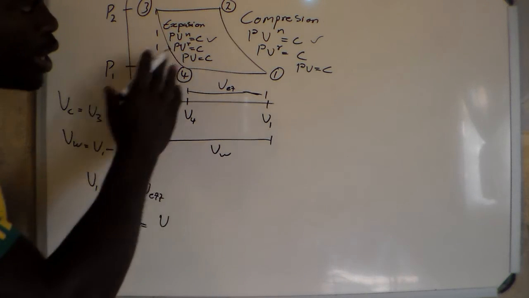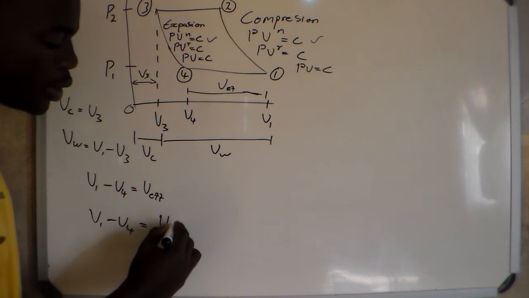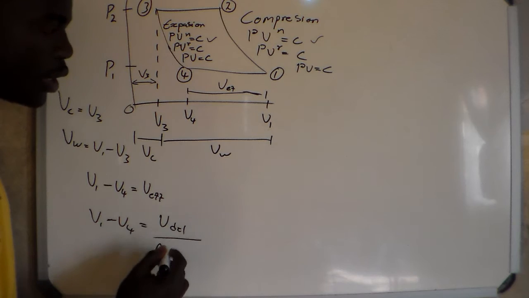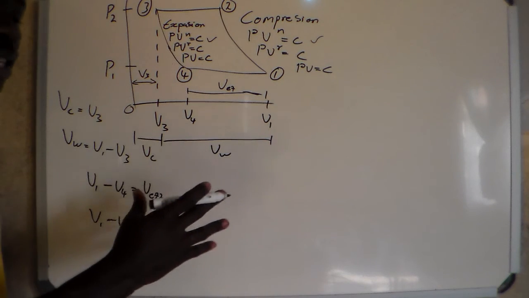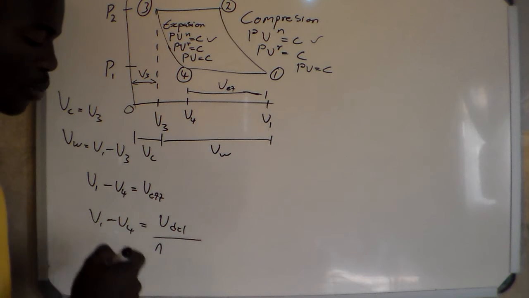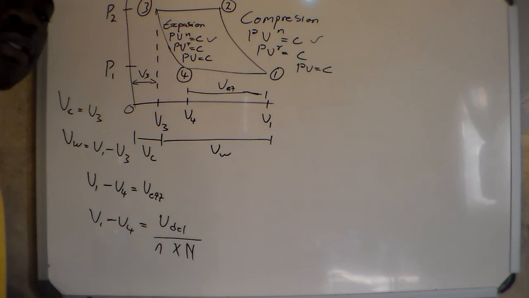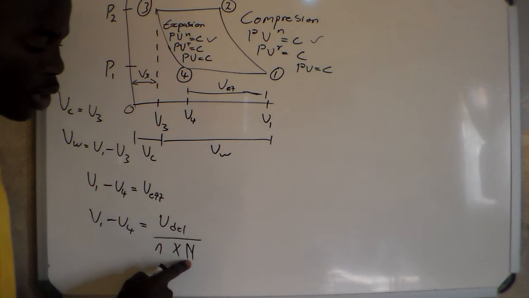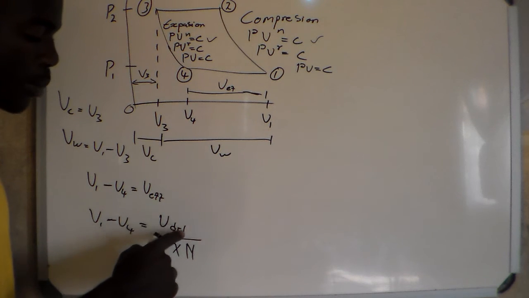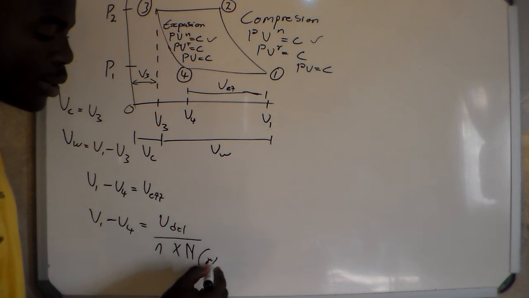This is equal to the volume that the compressor will deliver per minute or per hour. It depends. The volume delivered is divided by the number of cycles. If the compressor is a double acting compressor, the number of cycles is 2. If it's a single acting compressor, we multiply by 1, multiplied by the speed of the compressor. The speed of the compressor is measured in radians per minute.